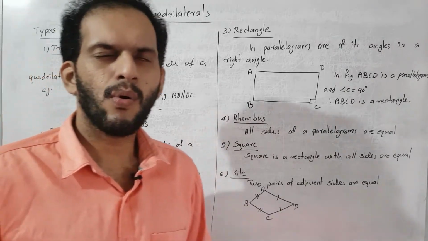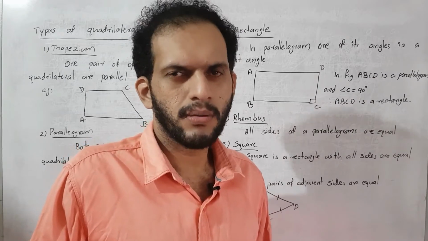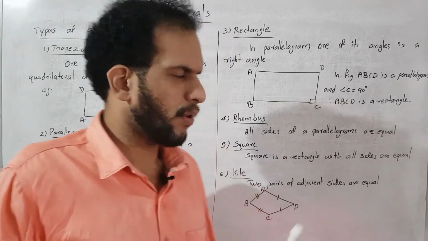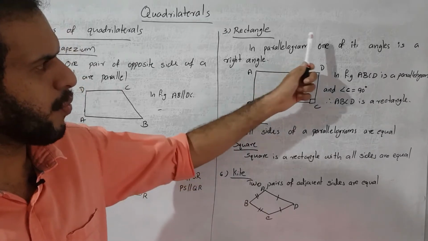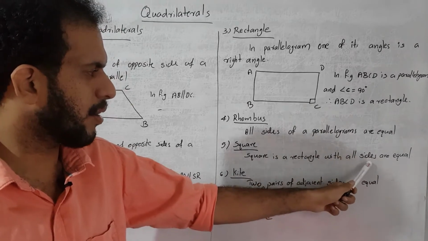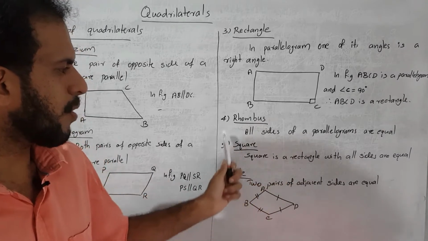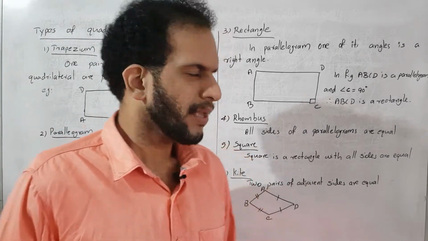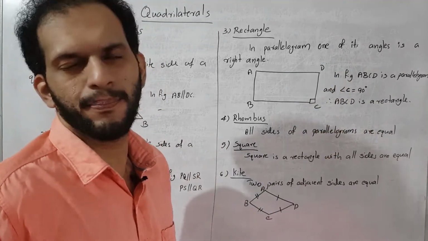In the case of a parallelogram, if all sides are equal, what do we call it? We call it a rhombus. Here also a square is a parallelogram with one angle 90 degrees and all sides equal. All sides are equal in a parallelogram, so that is a rhombus. That means a square is a rhombus. But rhombuses are not squares. Why? Because in the case of a rhombus we are not saying one angle is 90 degrees.